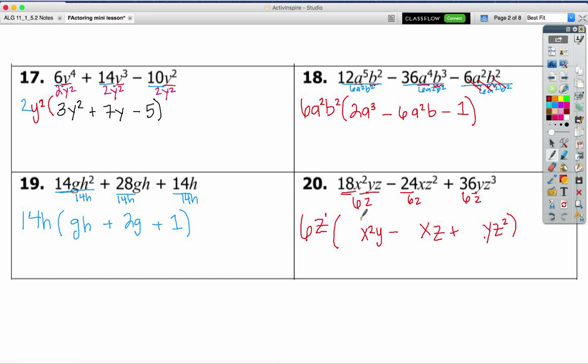So really, what should be left if I pull out a 6Z would be 3x squared y, and then minus 4xz, and then plus 6yz squared. So that's just GCF, just looking for the common factor, taking out the highest factor that is shared by every term in that polynomial.